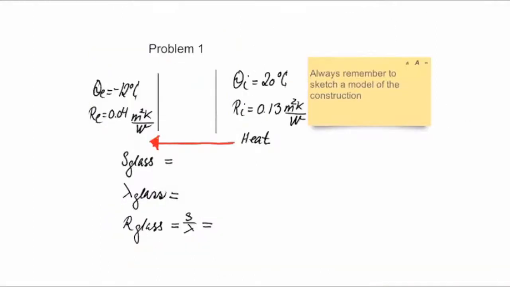As we always do, we start by writing out the problem, and in this case we also remember to sketch a model of the construction. Because it's a single layer, the model looks like this. What you also must remember is the internal temperature, which is 20 degrees Celsius, and the external temperature, which is minus 12 degrees Celsius.